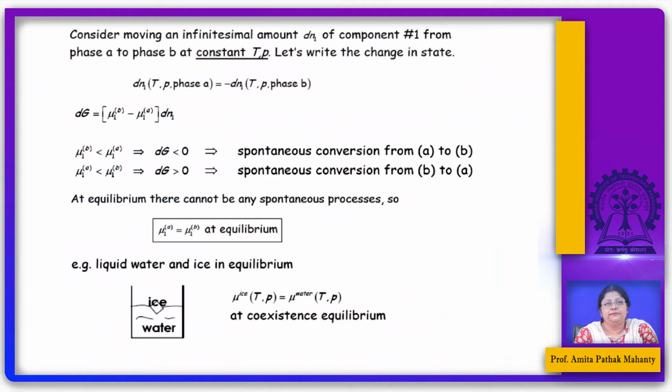Suppose we have ice and water in equilibrium. How do we represent that? The chemical potential of ice at a given temperature and pressure is equal to the chemical potential of water at the same temperature and pressure. So this is how the equilibrium is written for two phases. When the species is the same in the two phases, then we say the process is at equilibrium, right?